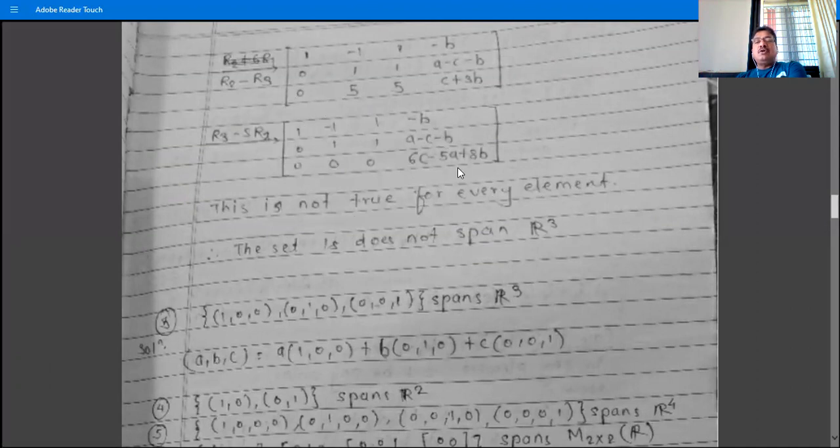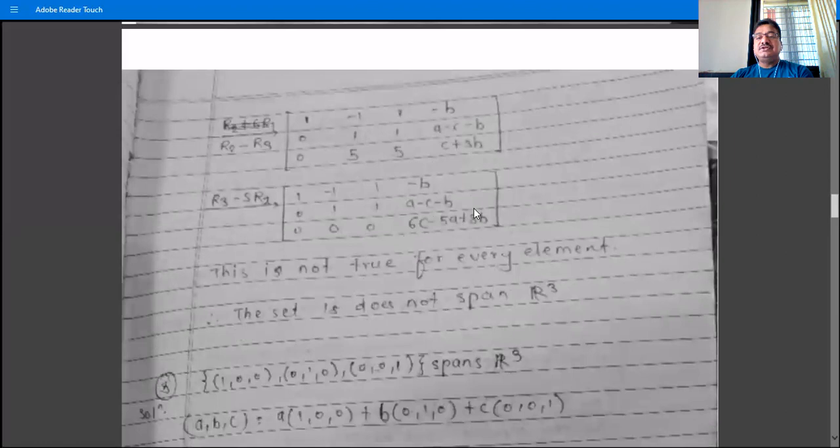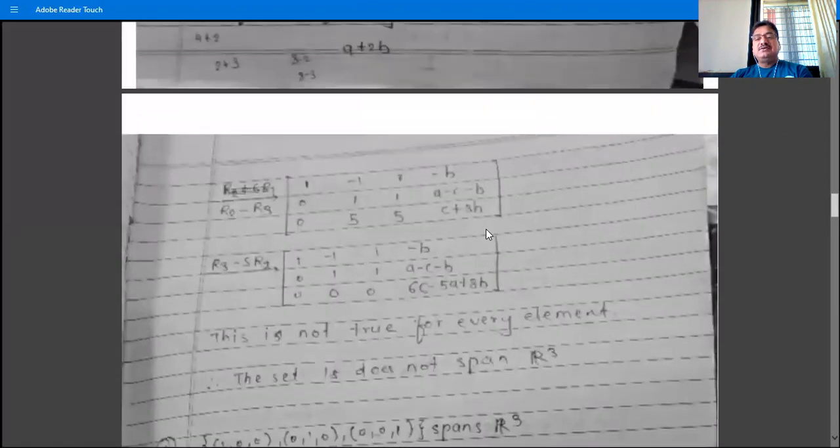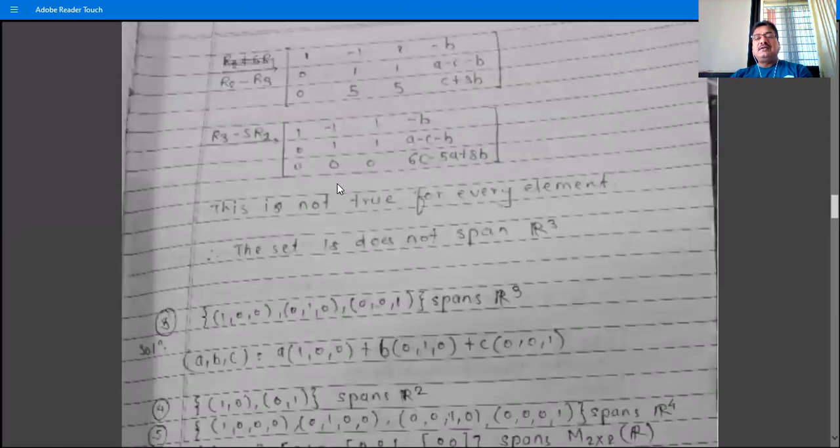And this whole matrix is the echelon form of the matrix AB. If you consider the first row, it is non-zero, the second row is non-zero, and the third row is also non-zero, if this quantity 6C minus 5A plus 8B is not equal to 0. And we know that this 6C minus 5A plus 8B is not 0 for all A, B, C. It is 0 for some A, B, C. So it is not always 0. And therefore, the rank of AB is 3.